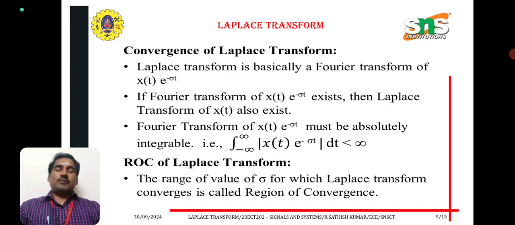Convergence of Laplace transform. Laplace transform is basically a Fourier transform of x of t into e power minus sigma t. If the Fourier transform of x of t into e power minus sigma t exists, then Laplace transform of x of t also exists. Fourier transform of x of t into e power minus sigma t must be absolutely integrable. Integral over minus infinity to plus infinity of the magnitude of x of t into e power minus sigma t into dt should be less than infinity. ROC of Laplace transform: the range of values of sigma for which the Laplace transform converges is called region of convergence.